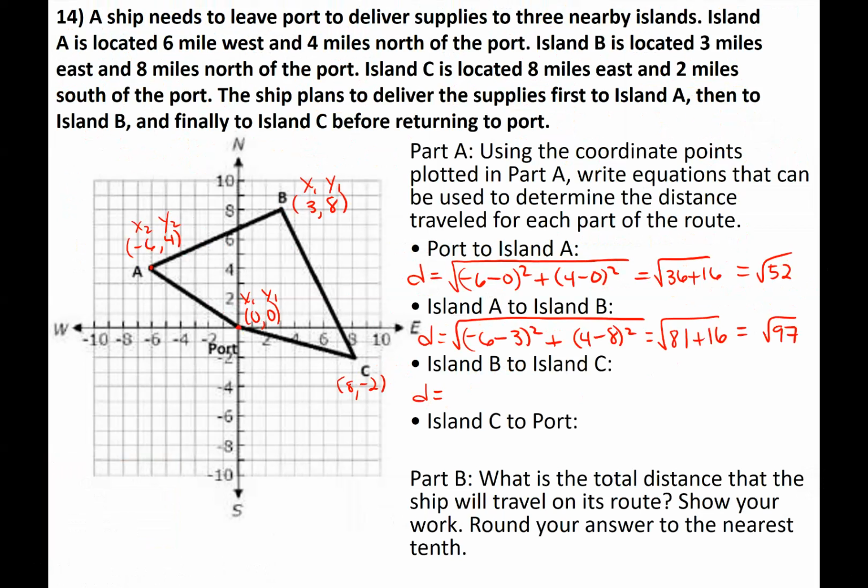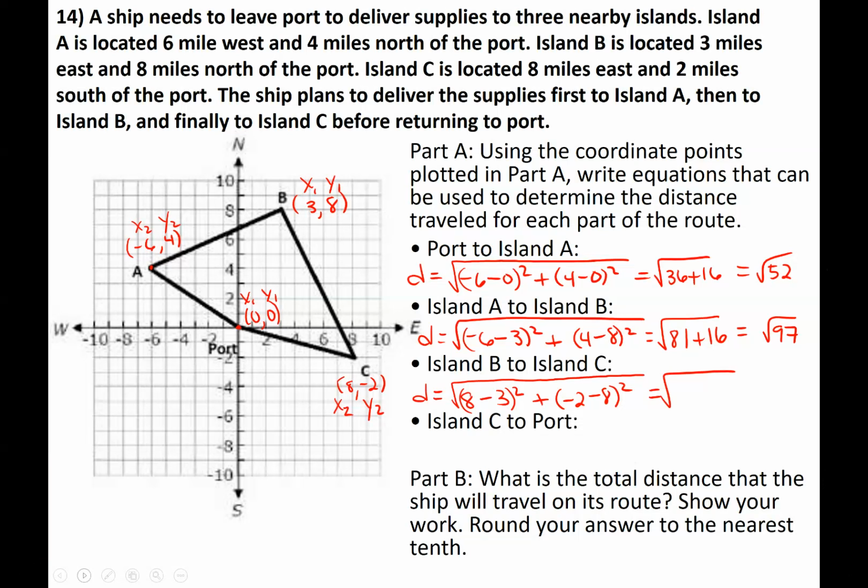On to the next one, going from B to C. C is going to be my x2, y2. And I get square root of 8 minus 3 squared plus negative 2 minus 8 and square it. Then simplify. 8 minus 3 is 5 and square it is 25. Negative 2 minus 8 is negative 10 and square it is 100. Add them together, we get root 125.